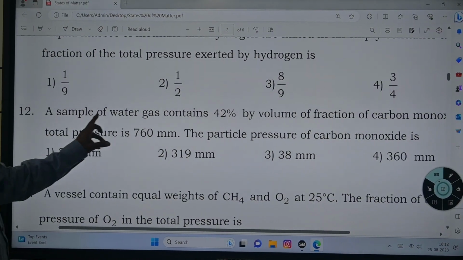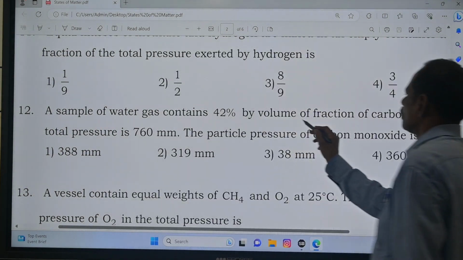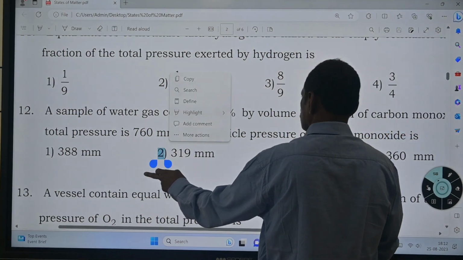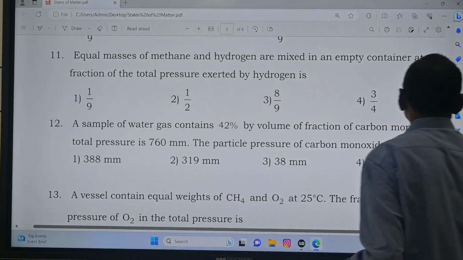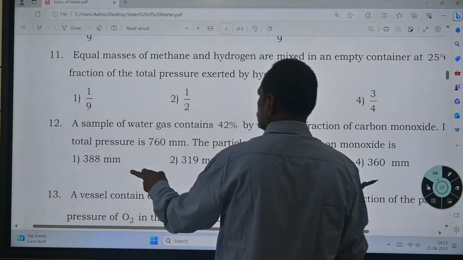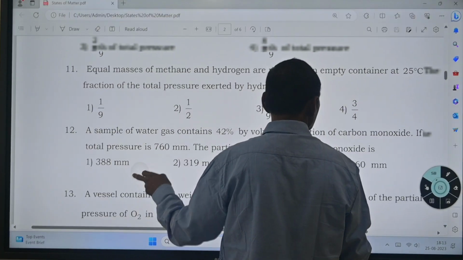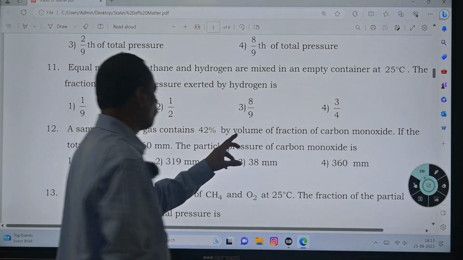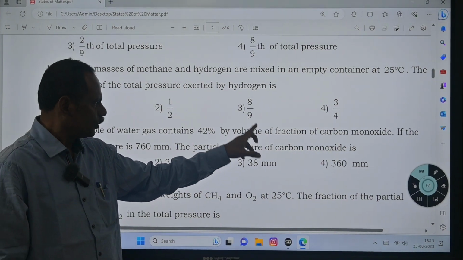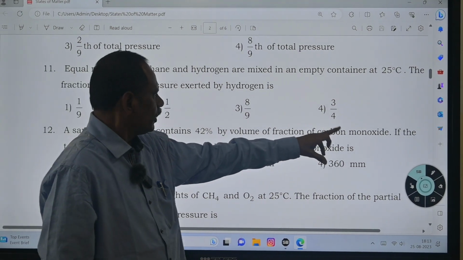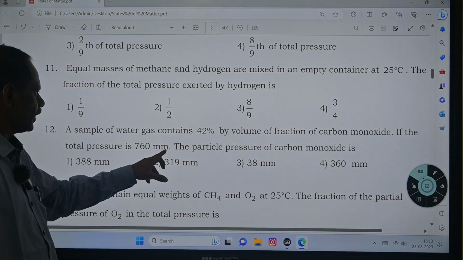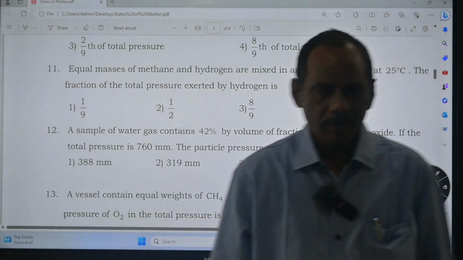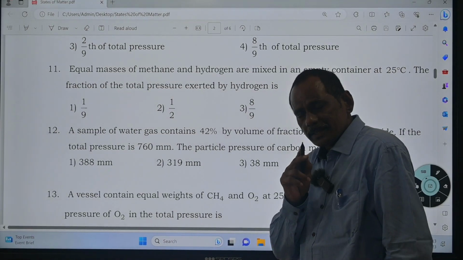A sample of water gas contains 42% by volume of carbon monoxide. If the total pressure is 760 millimeters, calculate the partial pressure of carbon monoxide. Here it is a somewhat different model.